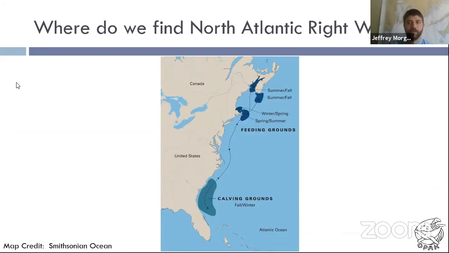So this is just showing you what I just mentioned. We have our calving grounds for our North Atlantic right whales on the southeastern part of the United States, and then they are coming up to our New England and Canadian waters in the summer and fall.